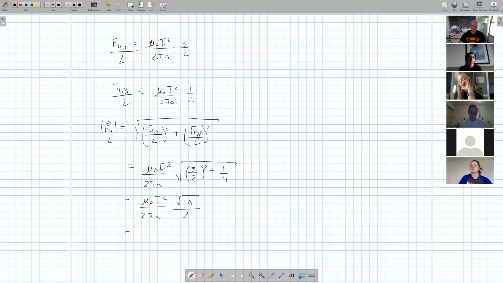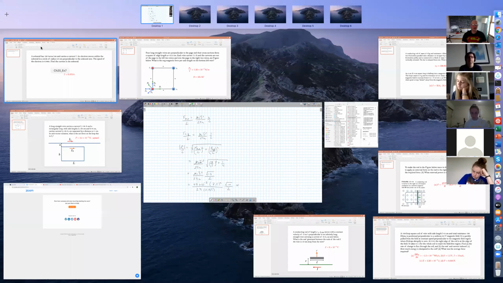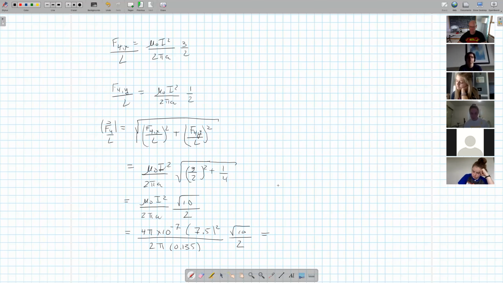Okay, so let's look at our numbers. So this becomes 4 times pi times 10 to the minus 7, because that's mu naught, times I, which was 7.5 amps quantity squared, divided by 2 times pi times a, which is 0.135, all times the square root of 10 divided by 2. Multiply everything else. What I finally find then is that this works out to be 1.32 times 10 to the minus 4 newtons per meter.